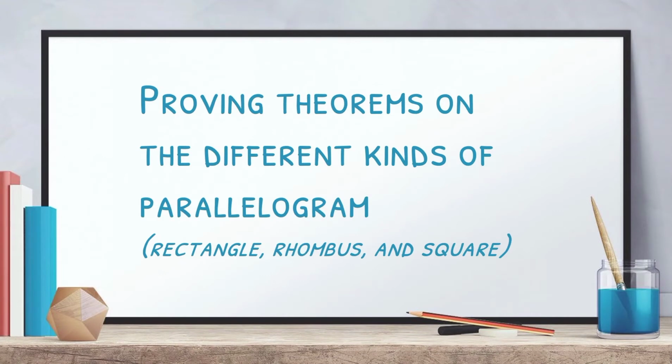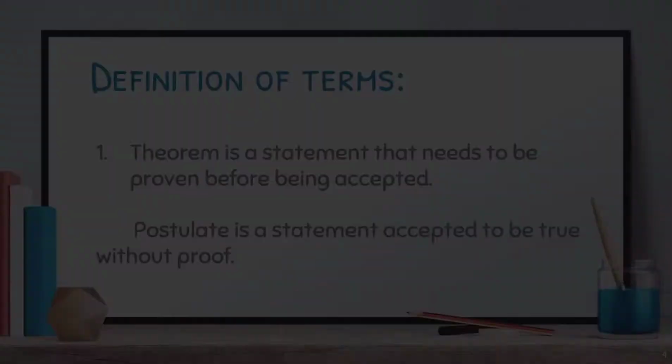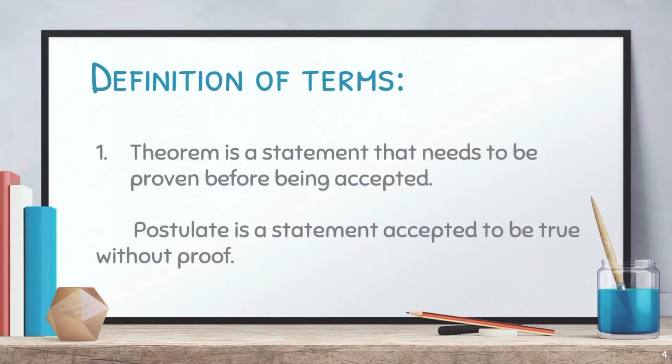In Week 2 modules, we will be focusing on proving theorems on the different kinds of parallelogram, specifically rectangle, rhombus, and square. Now let us define some important terms that will help us in our later discussion. What is a theorem? A theorem is a statement that needs to be proven before being accepted. So that is why we have to prove first the theorem on rectangle, squares, and rhombus in order for us to be used in our later discussion. And we have also this postulate. Postulate is a statement accepted to be true without proof.